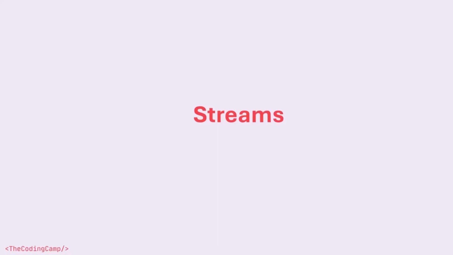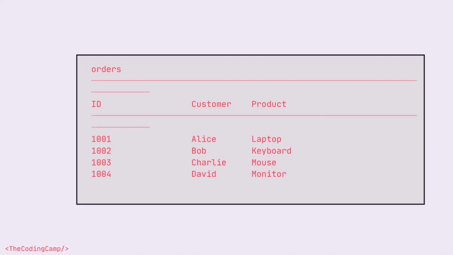A Redis stream is an append-only log of messages. Think of it as a timeline where new events are continuously added to the end. Unlike pub/sub, messages remain stored until you explicitly remove them. Visually, it looks like this. Every new message is appended to the end. Older messages remain available for future consumers.